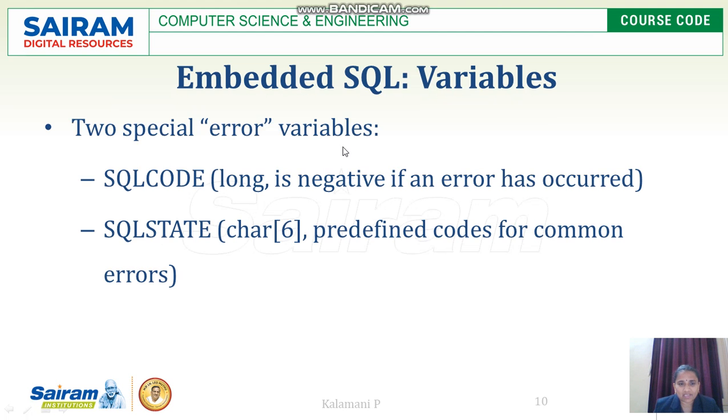The two special error variables are SQLCODE and SQLSTATE. These two error variables should be used. SQLCODE is of long data type, and it is negative if an error has occurred. SQLSTATE is a fixed six characters. There are predefined codes for common errors: for each error a predefined six-character code is there, and using that we can find out which error has occurred. So these are the two special error variables to be used, SQLCODE and SQLSTATE.